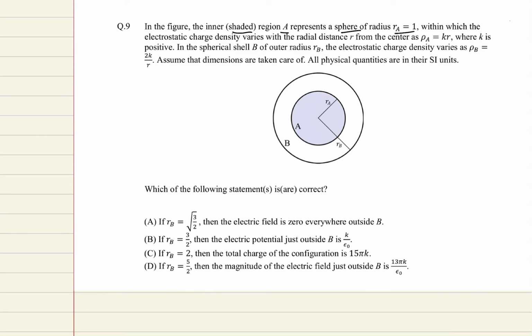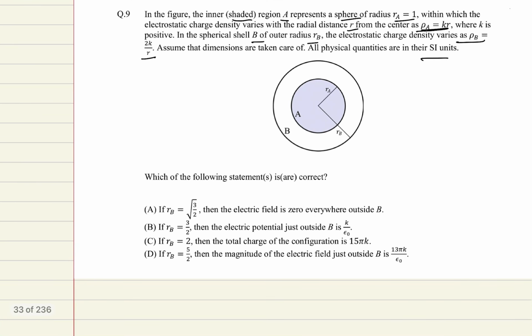In the figure, the inner shaded region A represents a sphere of radius R_A equal to 1, within which the electrostatic charge density varies with radial distance r from the center as rho_A equal to Kr, where K is positive. In the spherical shell B, of outer radius R_B, the charge density varies as rho_B equal to 2K by r. Assume that dimensions are taken care of. All physical quantities are in the SI system. Which of the following statements are correct?